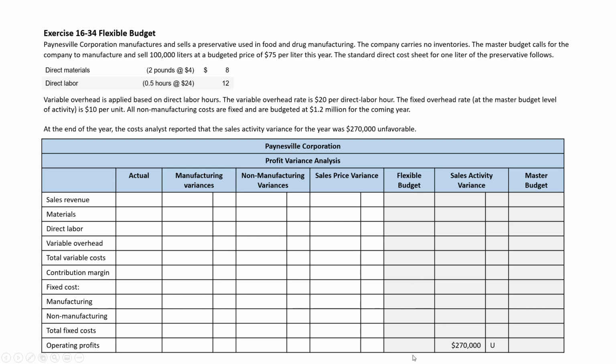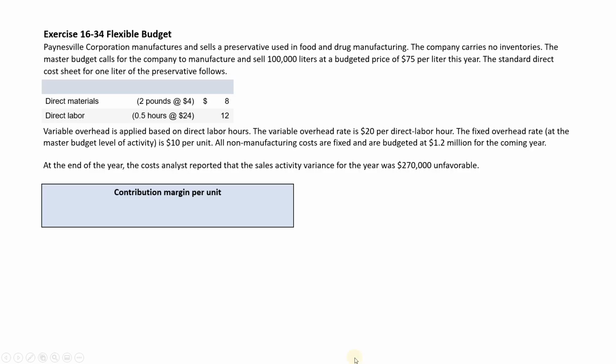Now, you may be asking, that's a neat fact, but why are you telling me this? Well, if I know that the total sales activity variance for contribution margin is $270,000, and I can divide that by the contribution margin per unit, I can figure out the unit sales difference between the plan and actual activity. So now I'm on the right trail. Again, bear with me as I go through here.